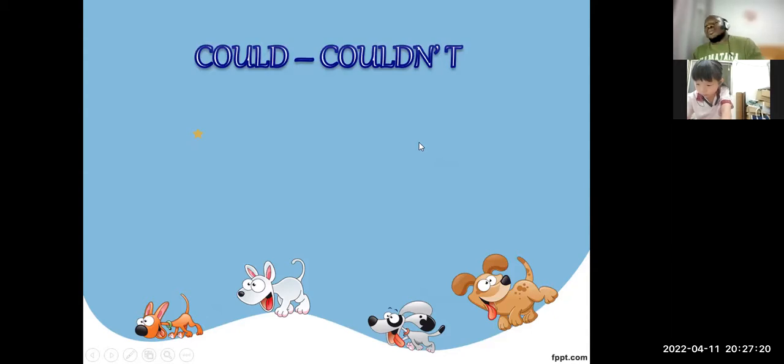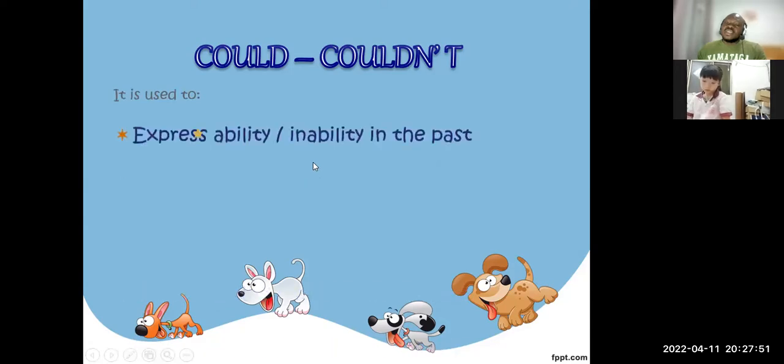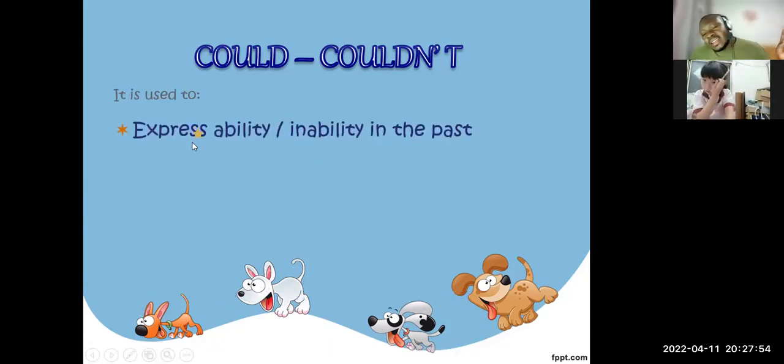So now we have the next one. We're coming from can, and now we are going to could and couldn't. So let's see what's the relation between can and could. There's a relation, but what is that relation? Remember, we said can is to express the ability or inability in the present. But now here we're saying it is to express ability or inability in the past.